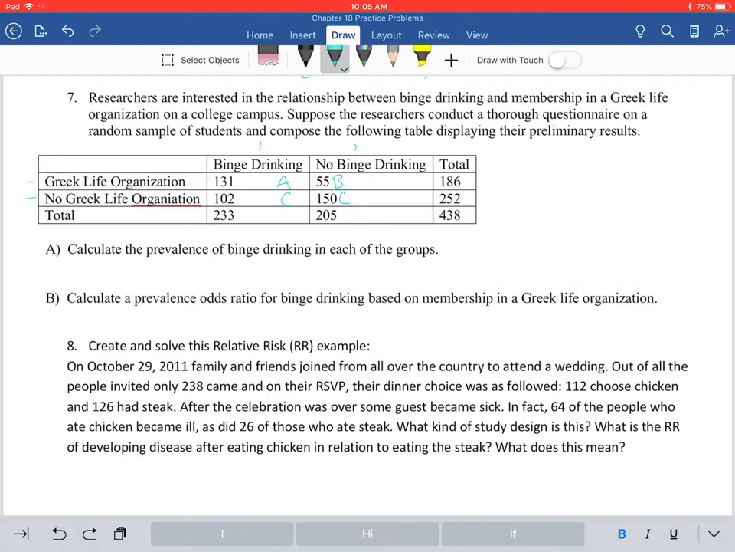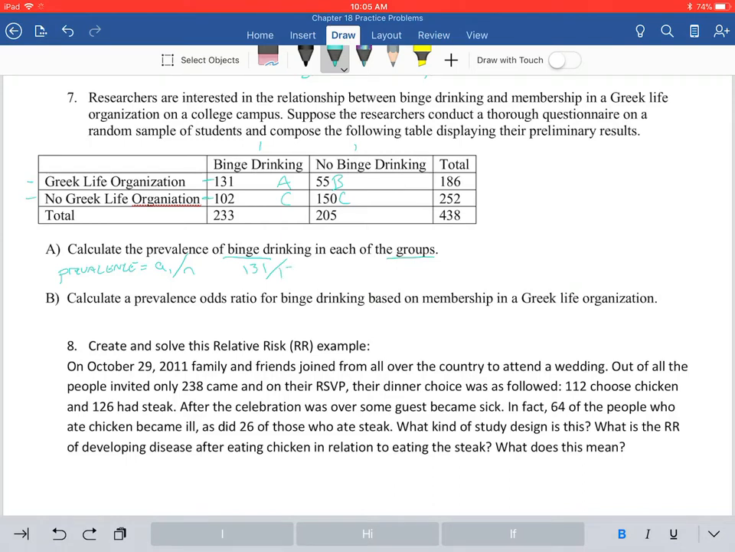First, we're going to calculate the prevalence of binge drinking in each group. The best way to calculate prevalence is to know what you are looking for. So here we're looking for binge drinking. In the book we have prevalence or incidence. Our value is going to be your A1 over your N. Think of N as your total that you're looking at. So here we're calculating the prevalence of binge drinking in each group, whether you're in Greek life or not Greek life.